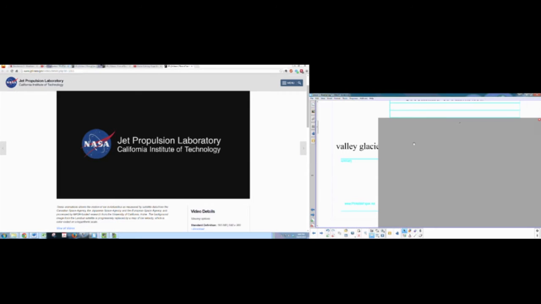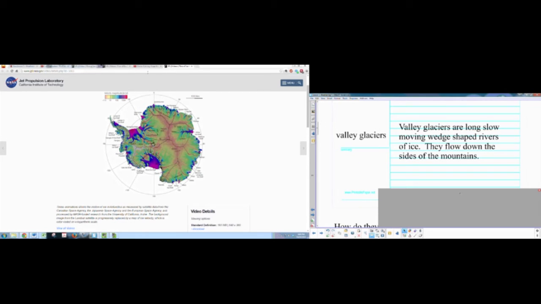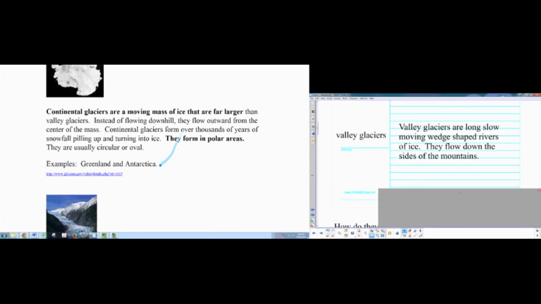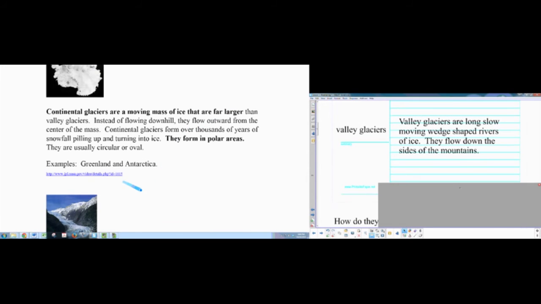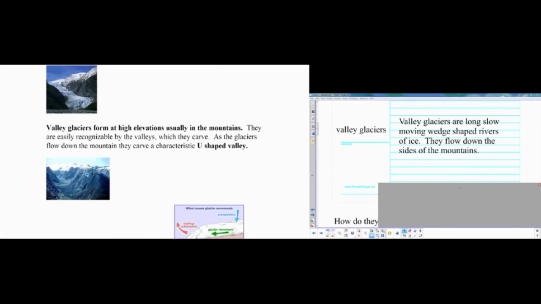If you remember, valley glaciers are long, slow-moving wedge-shaped rivers of ice. They flow down the sides of mountains. Now, valley glaciers form at high elevations, usually in the mountains. They are easily recognizable by the valleys which they carve. As the glaciers flow down the mountain, they carve a characteristic U-shaped valley, as you can see right here.